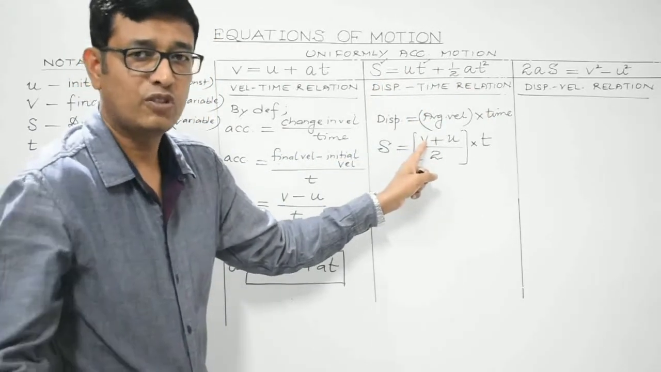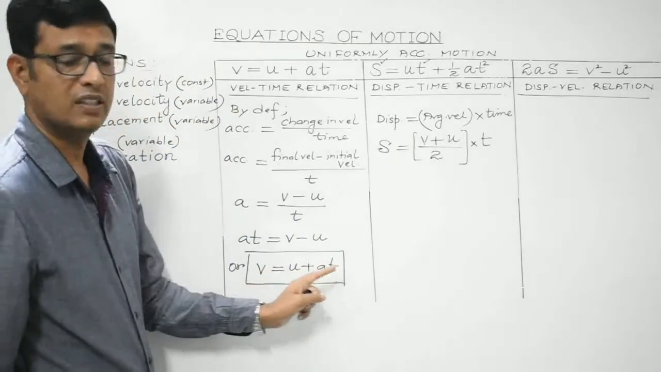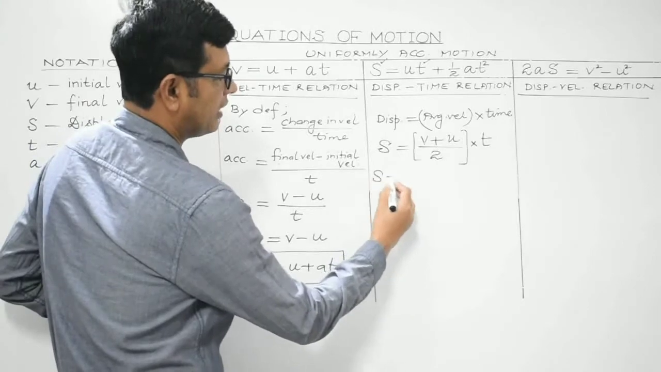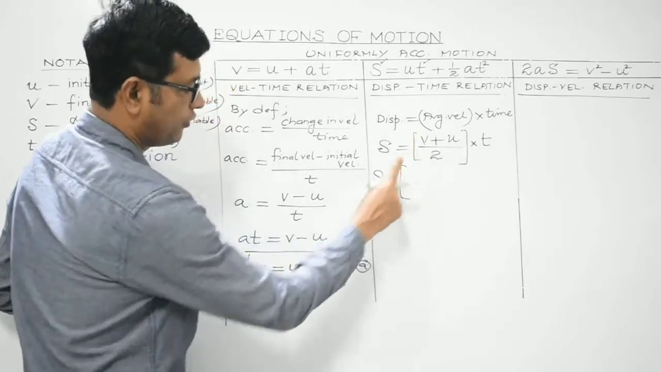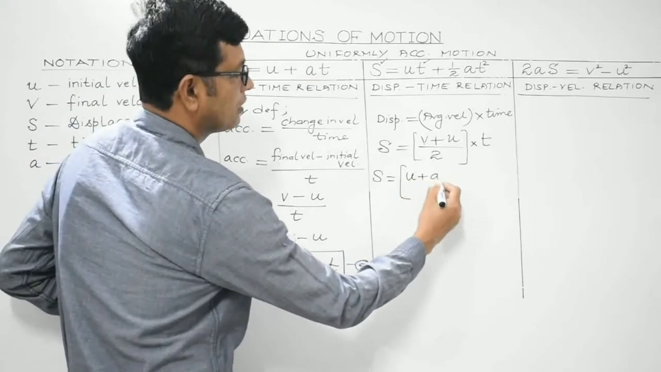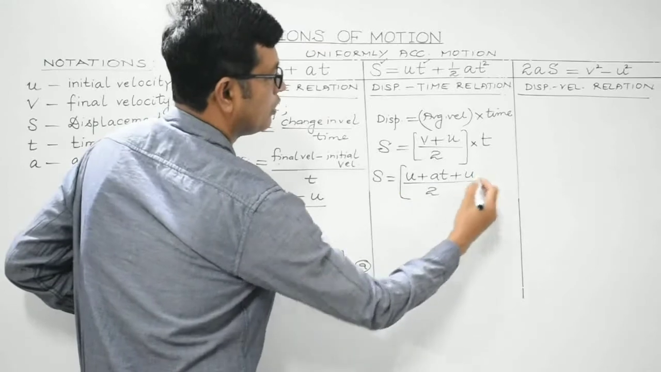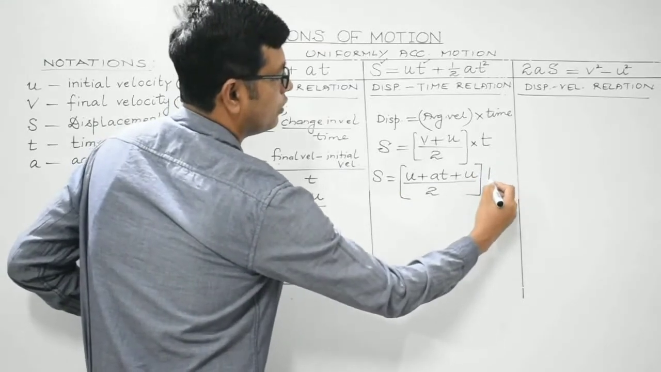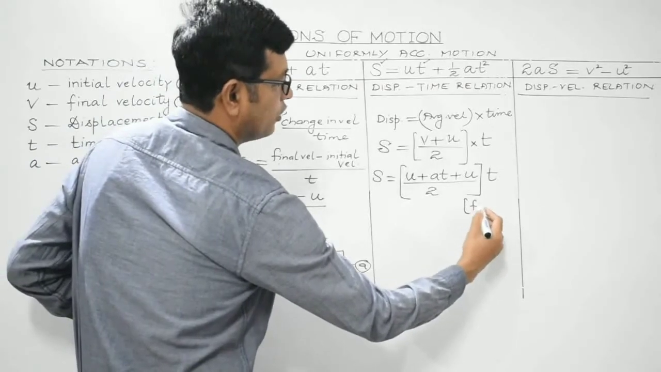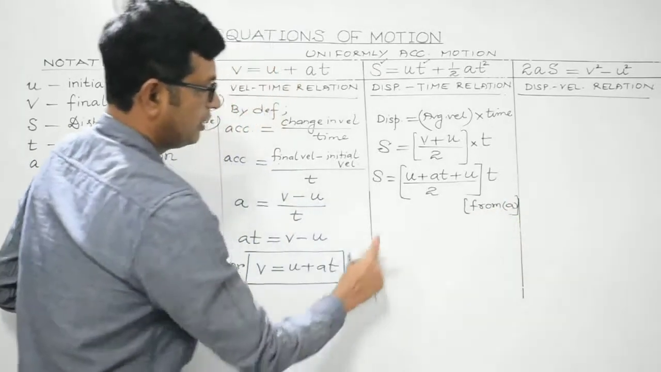So we can make use of the first equation of motion. From the first equation of motion, v is equal to u plus at. Put this as equation A. So we can write S is equal to, in place of v, substitute the value u plus at. So it is u plus at plus u divided by 2 into t. So what I have done is simply substitute the value of v from equation A, v is equal to u plus at.